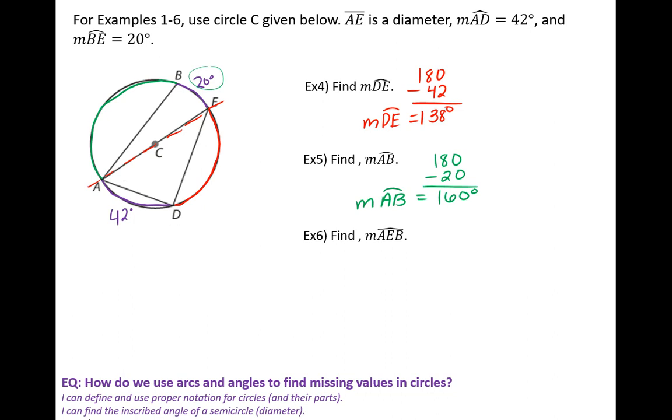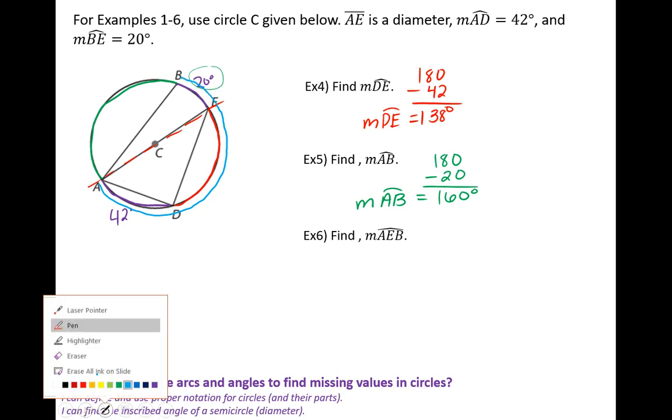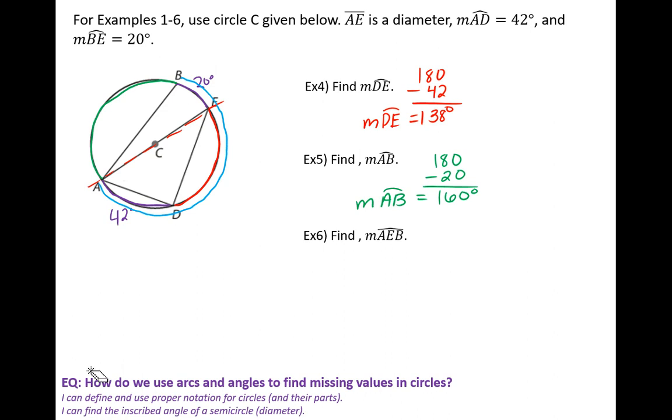All right, so on to example 6. And for example 6, let's use blue. Okay, so this one asks us for arc AEB. So from A to E to B. So A to E, a little bit further to B. Cool. I'm going to get rid of this. There we go. A to E to B.